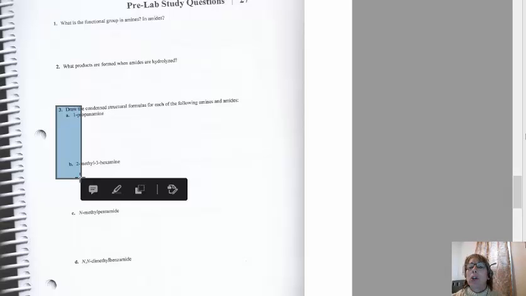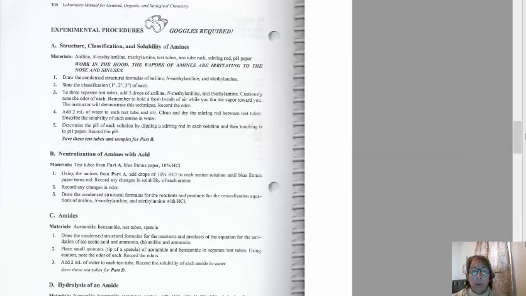And then for the pre-lab questions, I'm just going to expect you to answer what you should know from the course content. Since we've looked at the amide as a functional group, you should be able to answer question 1 in the pre-lab questions. And then I expect you to answer 3A and 3B of the pre-lab questions.